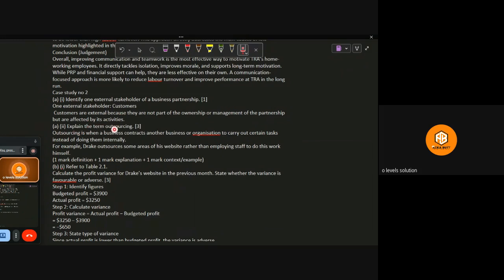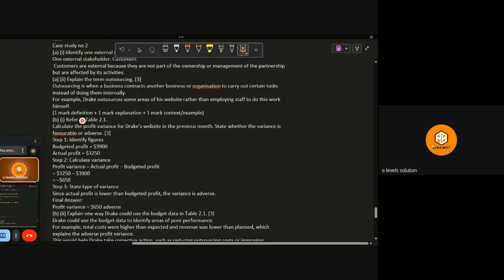Then explain the term outsourcing. Outsourcing is when a business contracts another business or organization to carry out a certain task instead of doing it internally. For example, Drake outsources some areas of his website rather than employing staff to do this work himself. So he outsourced this task.